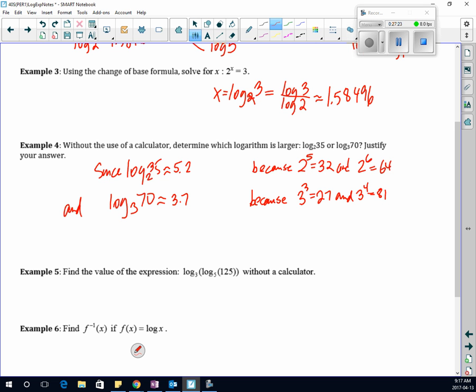So since that is that and that is that, log of 35 base 2 is bigger than log of 70 base 3. Okay, let's verify this on our calculator. Remember how to do this. If you don't have the change of base theorem, you just go log 35 divided by log 2. 5.12, so we're close. They're not going to take marks off if you're estimating, right?